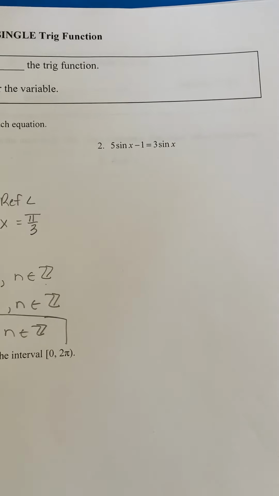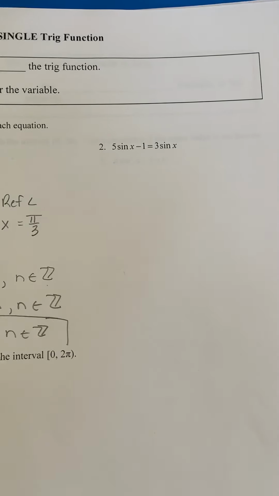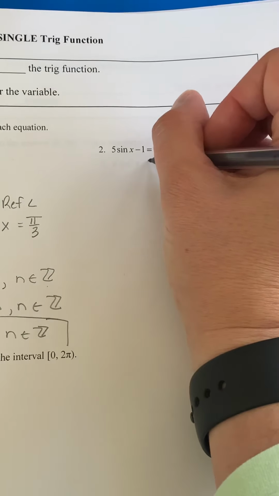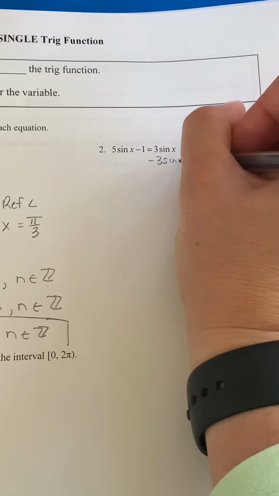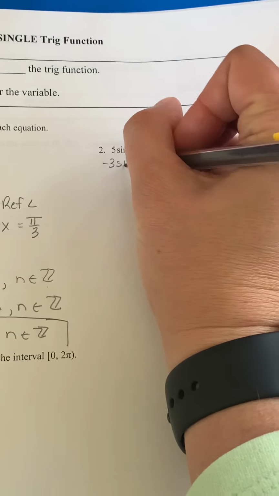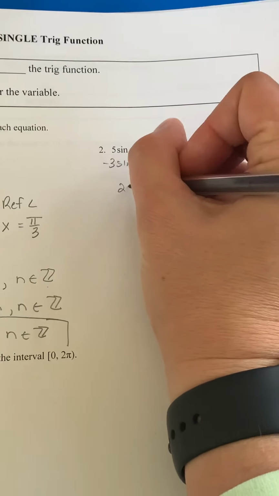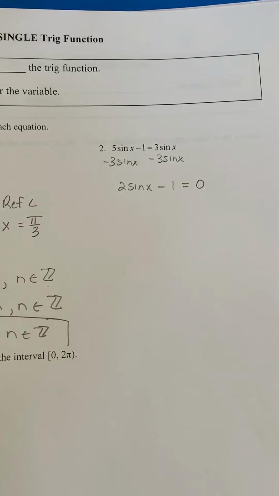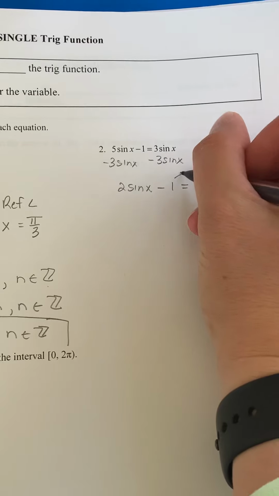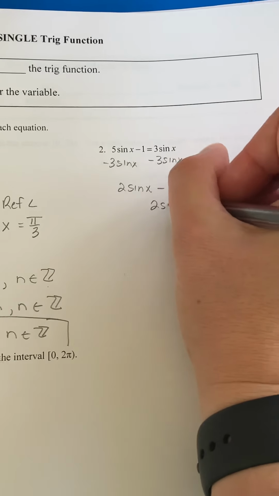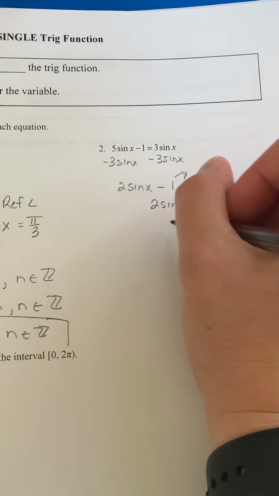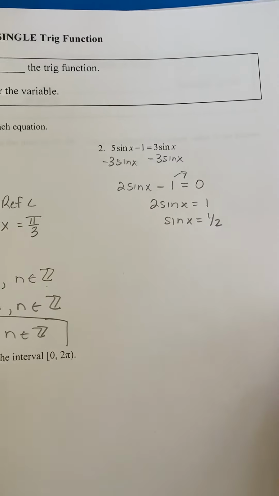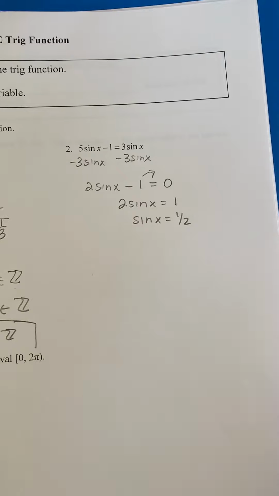Now, moving on to example 2. In example 2, our variable with the trig function is not isolated, but it's easy to do. We can subtract the 3 sine x over to this side, and we get 2 sine x minus 1 equal to 0. Then we can go ahead and kick that over, and we get 2 sine x equal to 1, and then divide by 2 and get sine x is 1/2. So now we've got to go through a similar process.